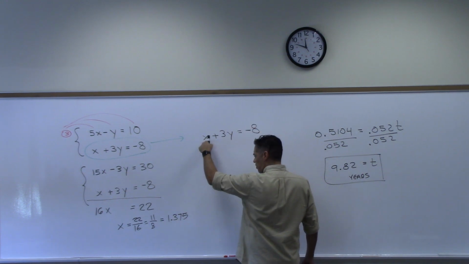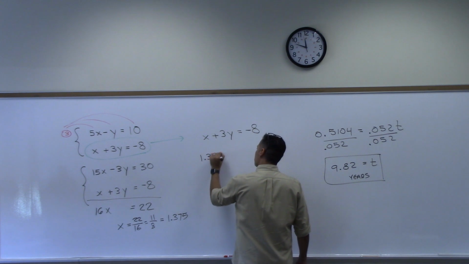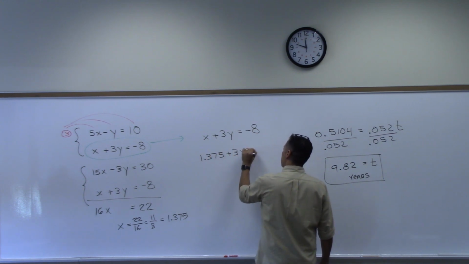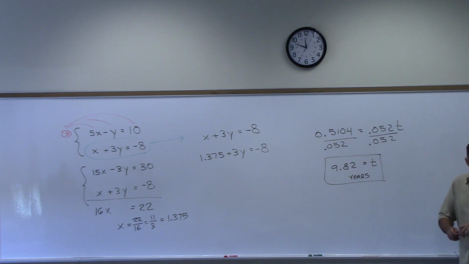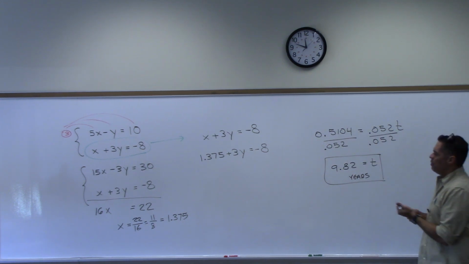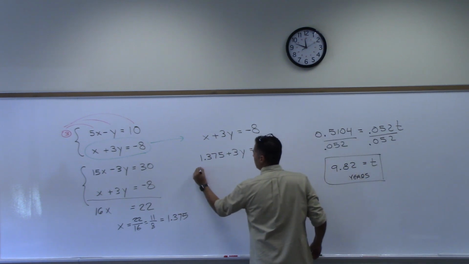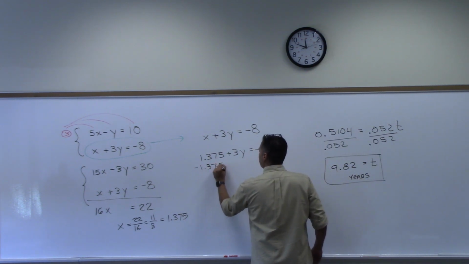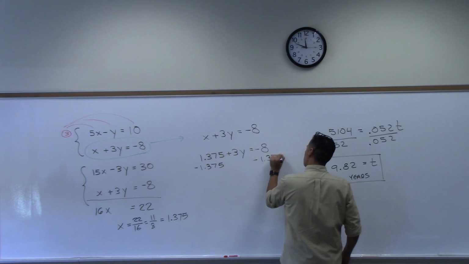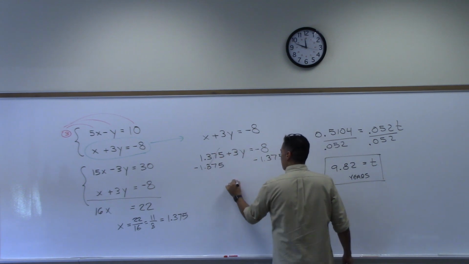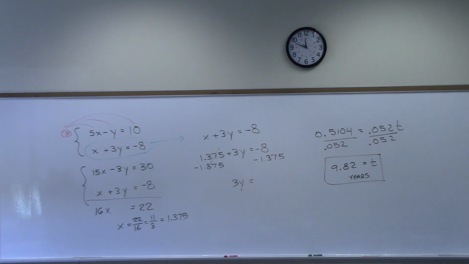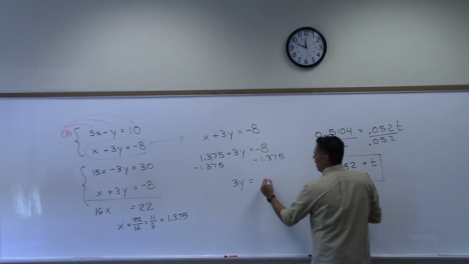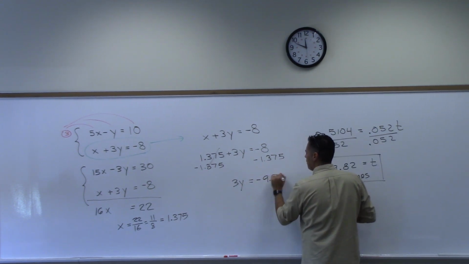And I know that x was just 1.375, plus 3y equals negative 8. And I can solve that for y by subtracting 1.375 on both sides. First, subtract first, don't divide, right? Subtract first. They go away. I get 3y equals, okay, this one's going in. 3y equals negative 9.375.